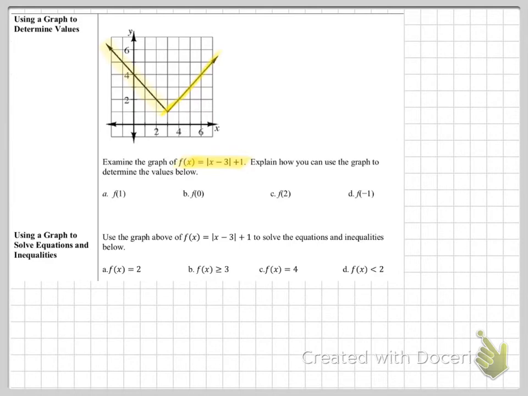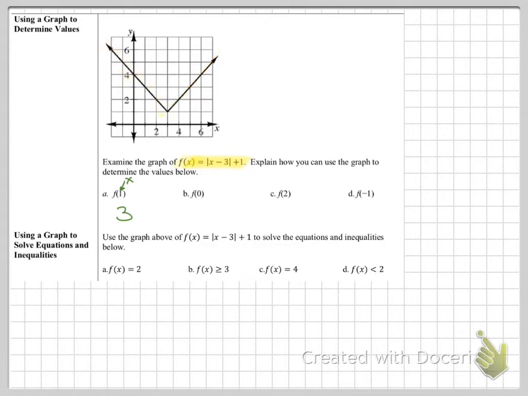Then they want us to find f of 1. So remember, the number in the parentheses represents x. So you're going to put your finger on x equals 1, and you're going to trace or move your finger up, in this case it's up, until you hit the graph. The y value, where you hit the graph, is the answer. So in this case, 3. But I need to erase that so it doesn't look confusing for my next problem.